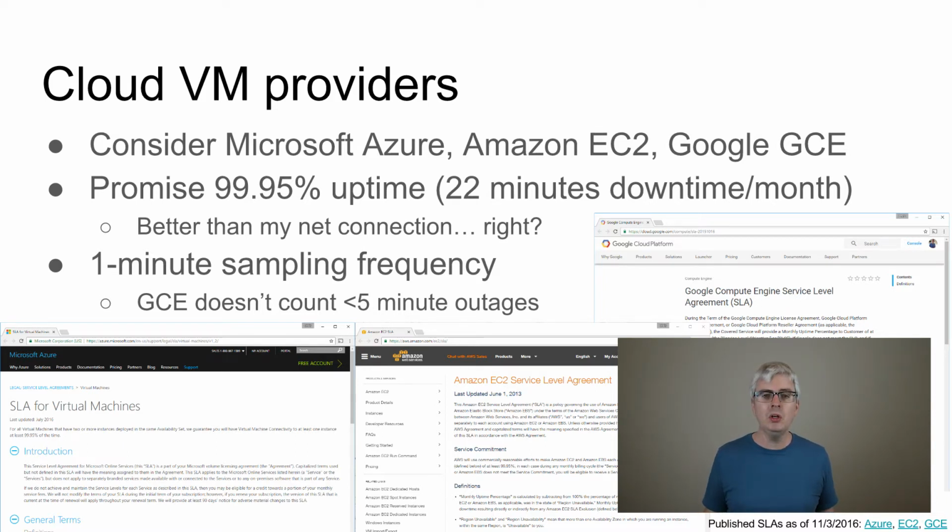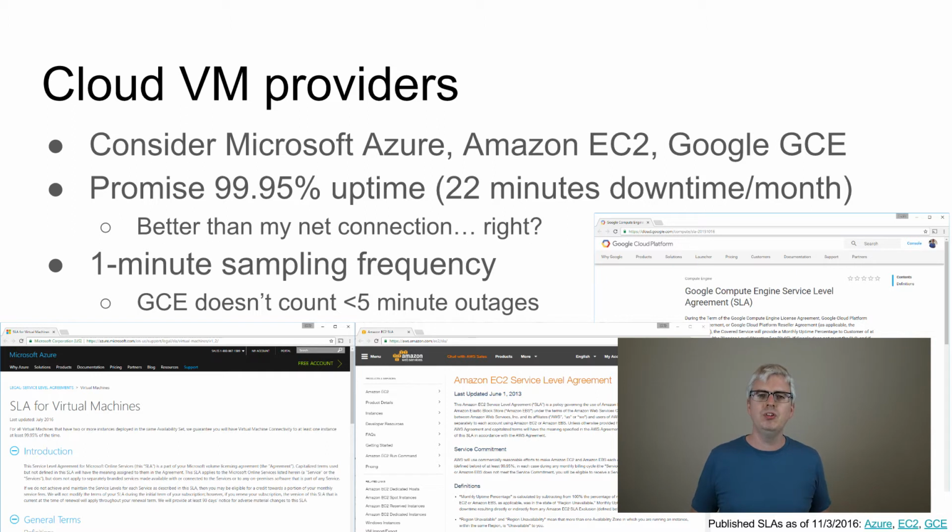That sounds pretty good, because 22 minutes of downtime a month, my home internet connection is more flaky than that. So, maybe I won't even notice if their system goes down that often. Right? Well, the other things they promise is that you're going to have a 1-minute sampling frequency, which means that your system could be down for 59 seconds, be up for a second, down for 59 seconds, up for a second, and be within SLA. That's probably not going to be acceptable to anyone, including them when they're providing service, but that's totally within their SLA.